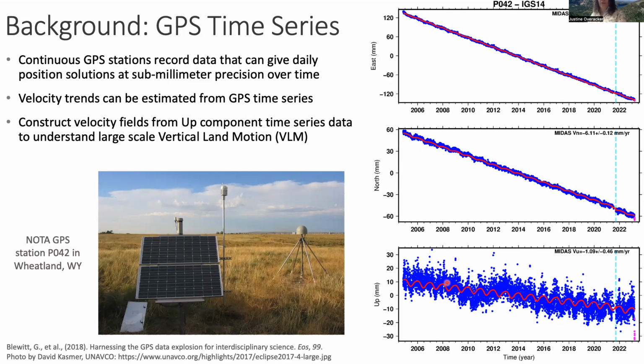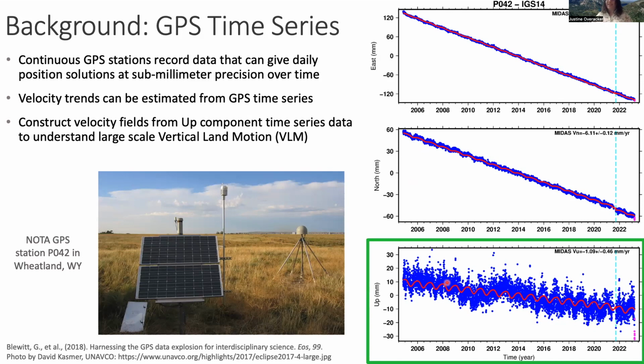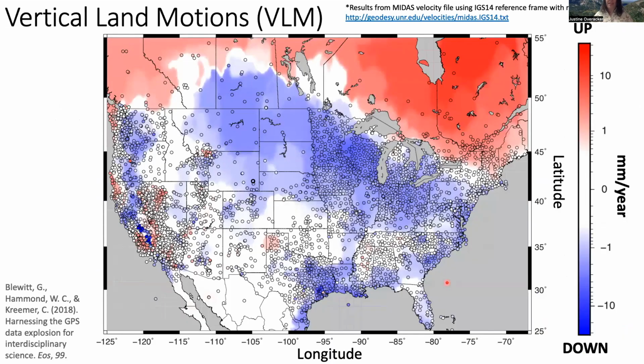So in this case, we're going to use velocity trends from the up component time series to examine vertical land motion and to create a vertical velocity field, such as this one. So the motivation behind this work really stems from vertical land motion work that the Nevada Geodetic Lab has been doing for the past several years using a method called GPS imaging. And GPS imaging is an analysis technique that interpolates spatial-temporal patterns of movement between stations to create a velocity field of vertical motion.